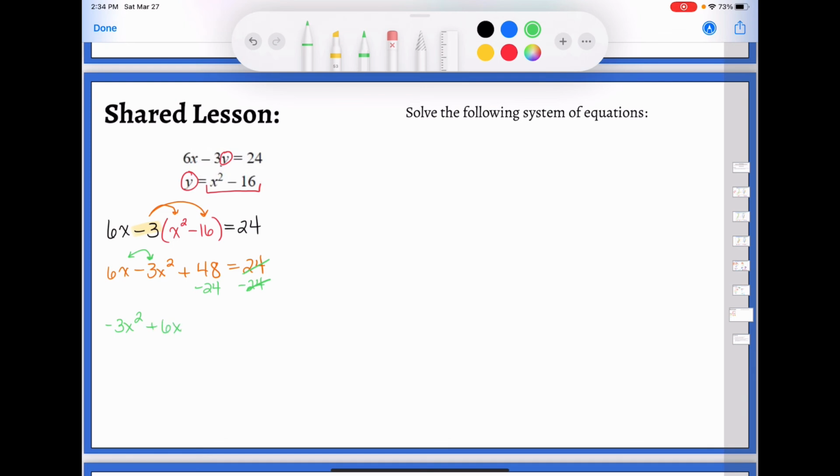And now I'm going to combine these. 48 minus 24 gives me positive 24. Equals 0. So I hope that wasn't too much to do on you in one step, but I subtracted the 24 from the right so that it equaled 0, so I was ready to factor, and I made sure it was in the right order.